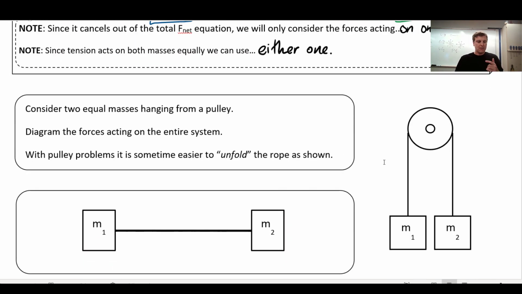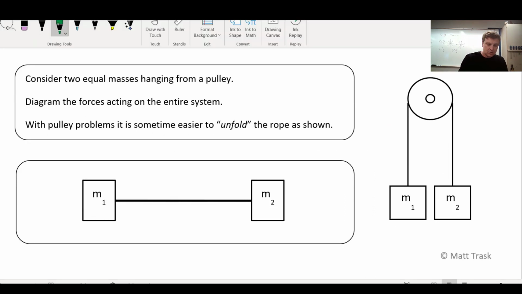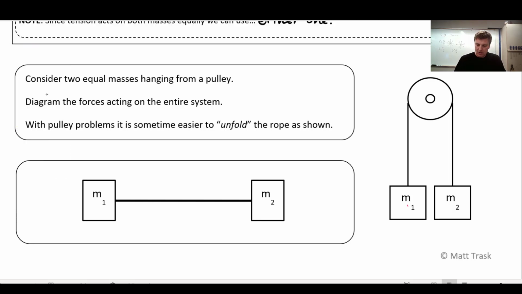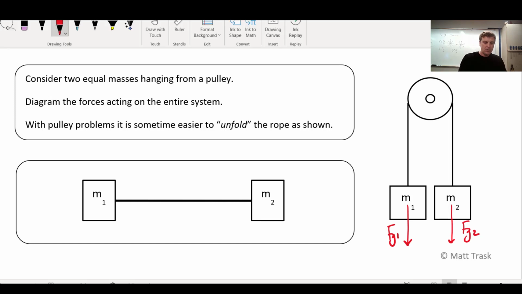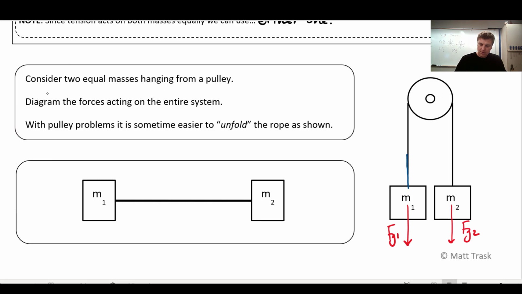So let's look at another example here. So we've got two equal masses hanging from a pulley, okay? So these two masses hanging from a pulley, I've got mass 1 would have a force of gravity pulling down this way, the FG1, and mass 2 would have a force of gravity pulling down this way, FG2. Now, those masses aren't falling down because on both of them upwards would be tension forces.